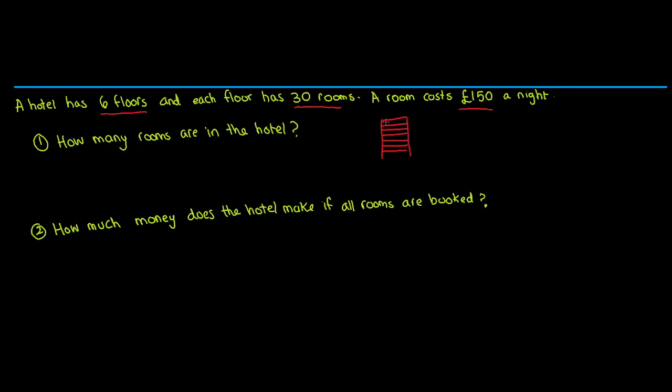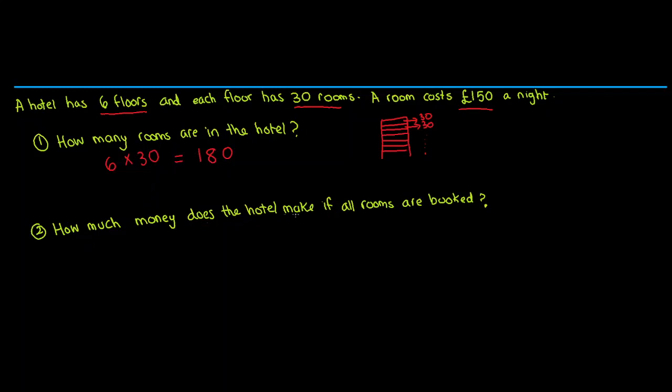And each floor has 30 rooms. So there's 30 rooms here, 30 rooms here, 30 rooms in all of the floors. In order to find how many rooms there are, you just do 6 times 30. And this is easy because it is similar to multiplying by 10. We've got 1 0, we put the 0 down, and then 6 times 3, that is 18.